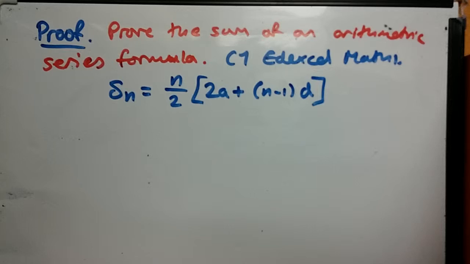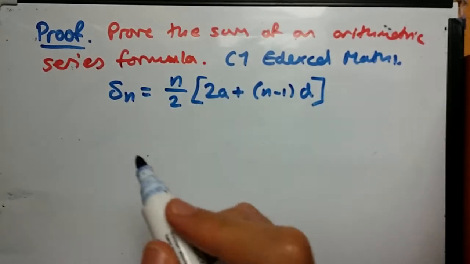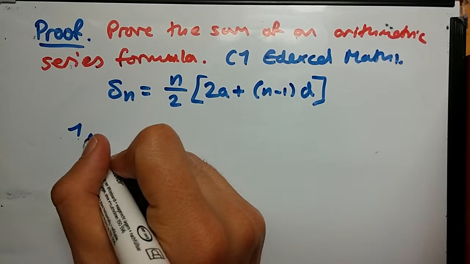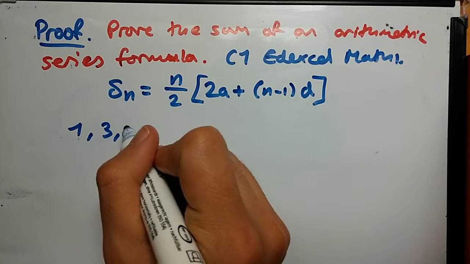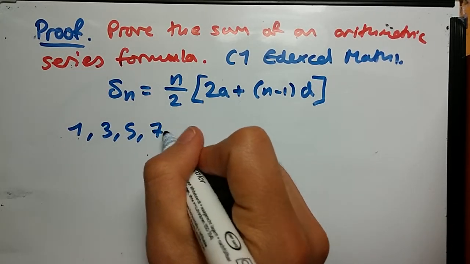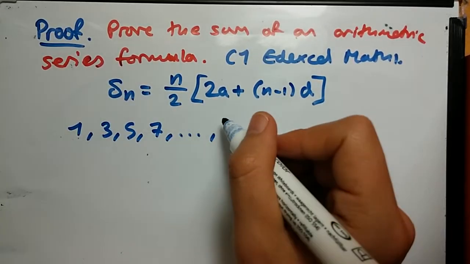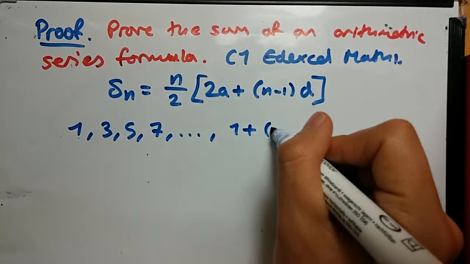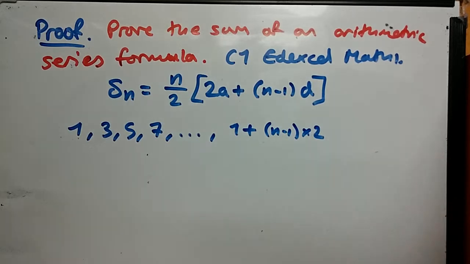I think first things first, we should consider a typical series. Let's think of this numerically. Suppose we start with 1, and then our common difference is 2, so we have 3. And of course, we're going to keep adding 2 up to, say, the final term, which would be 1 plus n minus 1 times 2. This would be the nth term.